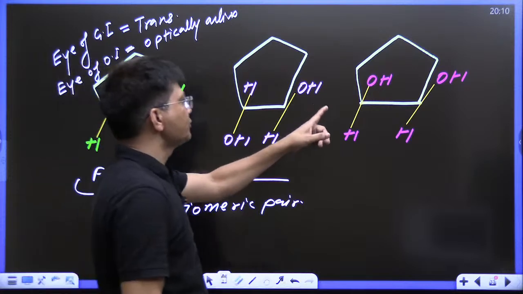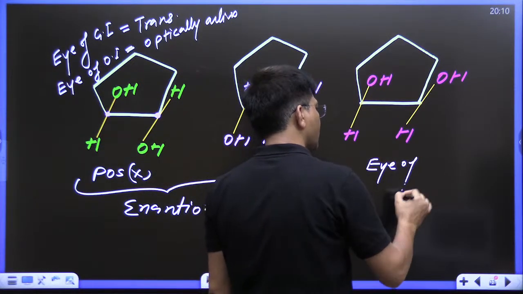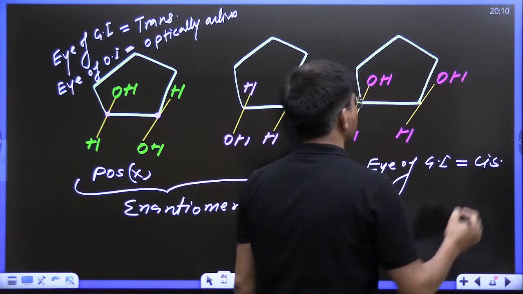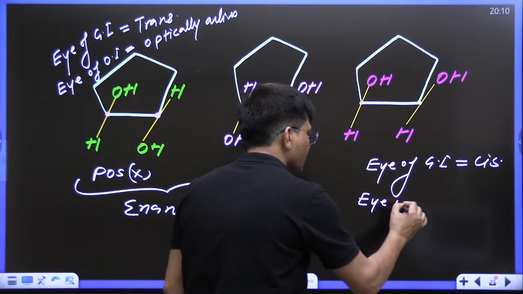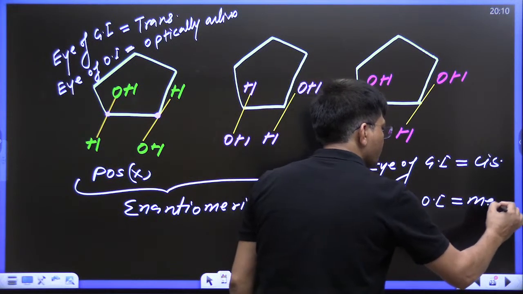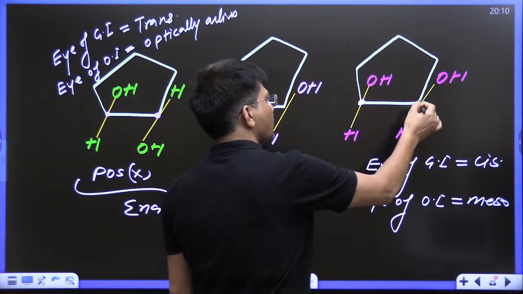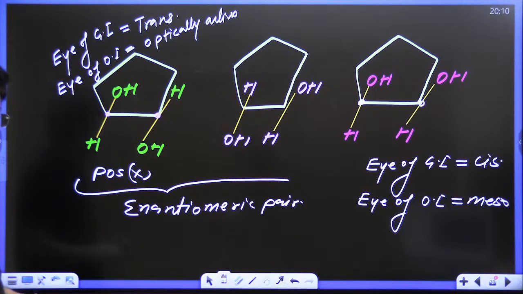And this compound, if you see with the eye of geometrical isomerism, you will say this compound is cis. And if you see with the eye of optical isomerism, you will say this is meso, and the mirror image of meso is always meso. So the compound is only one. So these are a total of 3 isomers.